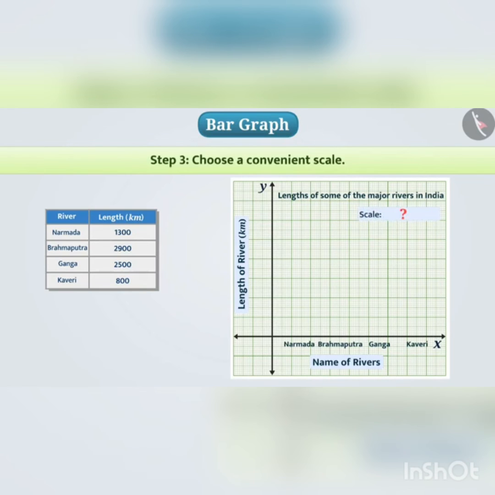Can you tell which convenient scale shall be taken to show the length of the river? Think. Let me tell you, the longest length here is 2,900 kilometers and the shortest length is 800 kilometers. In order to represent both correctly, we can take a convenient scale in this way. We can take 1 unit is equal to 500 kilometers. We will show numbers on the y-axis according to the scale.